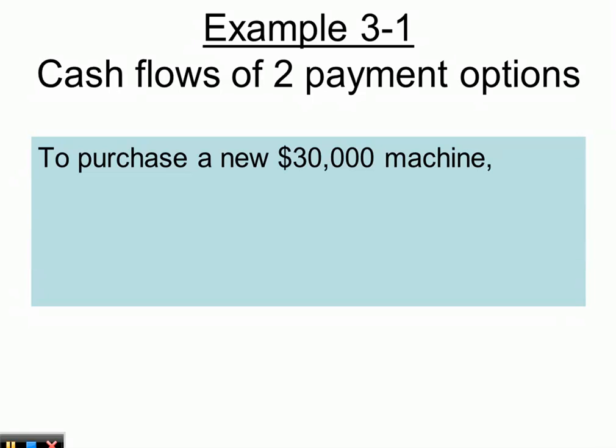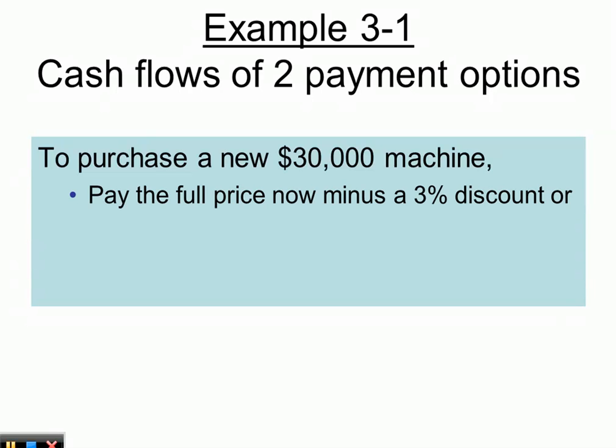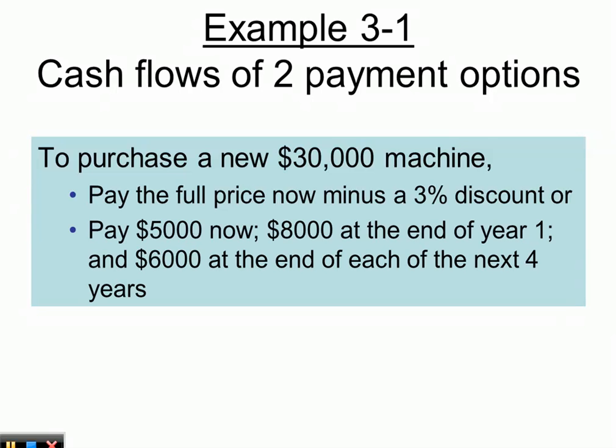So the cash flows of two payment options. Here we can purchase a new $30,000 machine as follows. We could pay the full price now minus 3% discount, or we can pay $5,000 now, $8,000 at the end of year one, $6,000 at the end of each of the next 4 years.